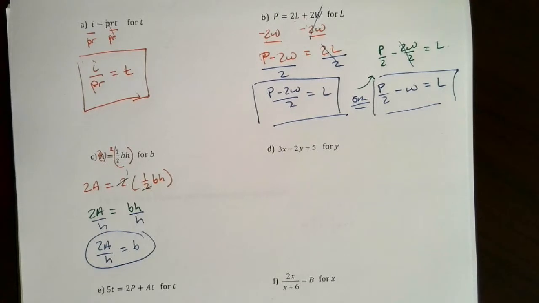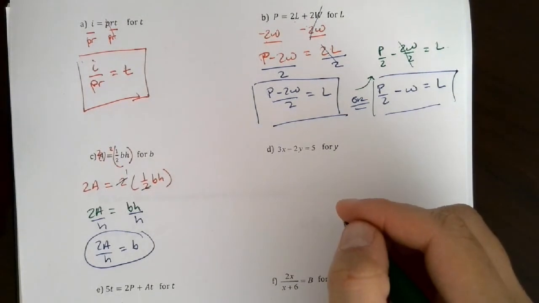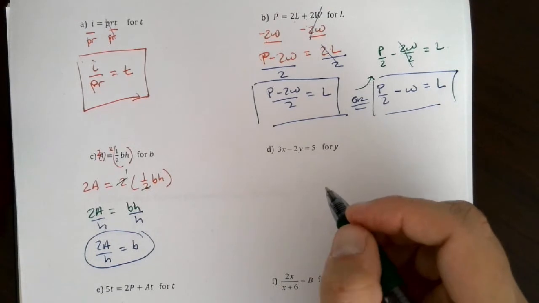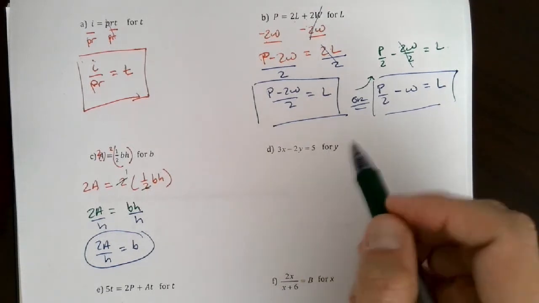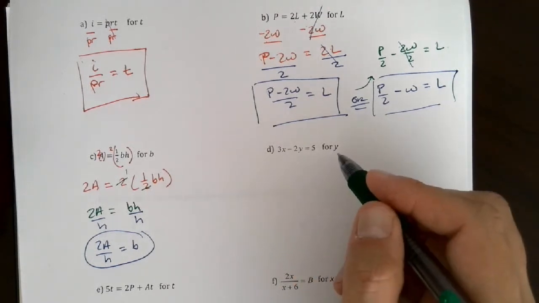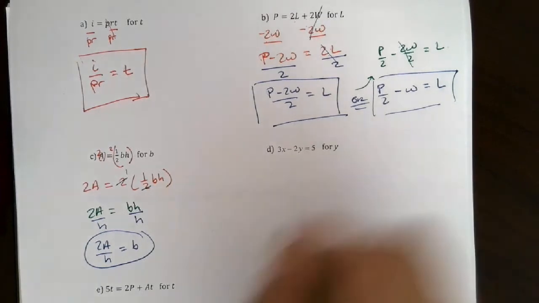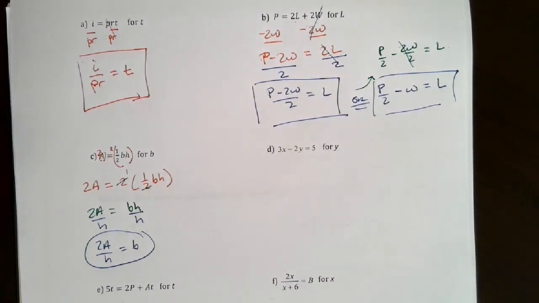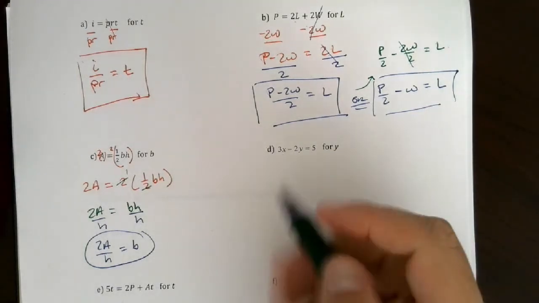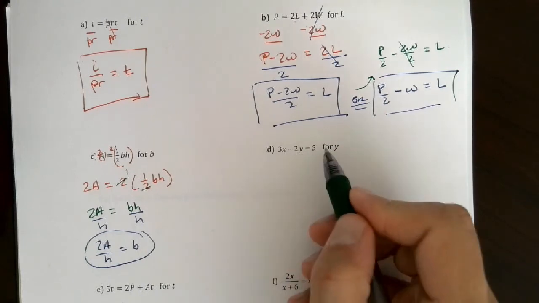Letter D here, it says 3x minus 2y equals 5. We're trying to solve it for y. So you may have seen this before, or something similar to this when you're solving for y in linear equations. If you have an x and a y here, typically you'll see this when you're graphing lines. But we're trying to solve this for y. And to solve this for y, that means I want y by itself on one side. So the first thing I want to do is remove this 3x from the left side.